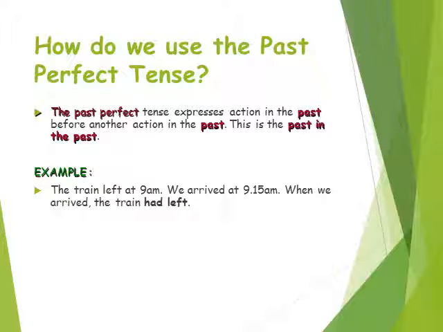How do we use the past perfect tense? The past perfect tense expresses an action in the past before another one. The train left at 9 a.m. We arrived at 9:15. So what happened first? The train left. What happened after it? We arrived. So when we arrived, the train had left.